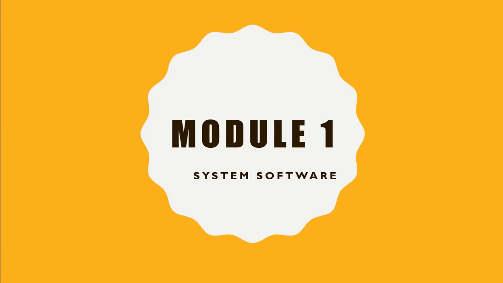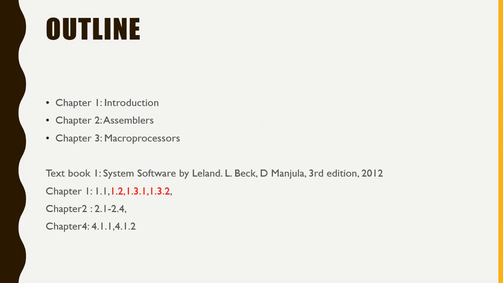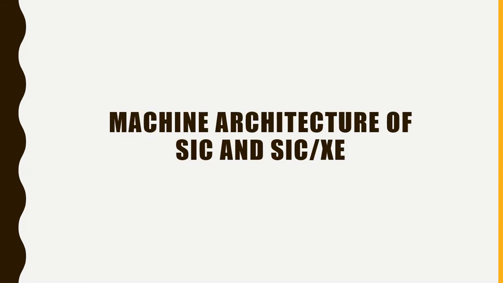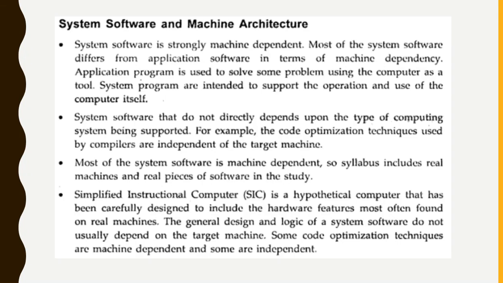I'll be discussing machine architecture of SIC and SIC-XC. So this is the second topic of module 1, that is 1.2, 1.3.1 and 1.3.2 from your textbook. So machine architecture of SIC and SIC-XC. The first part is system software and machine architecture.